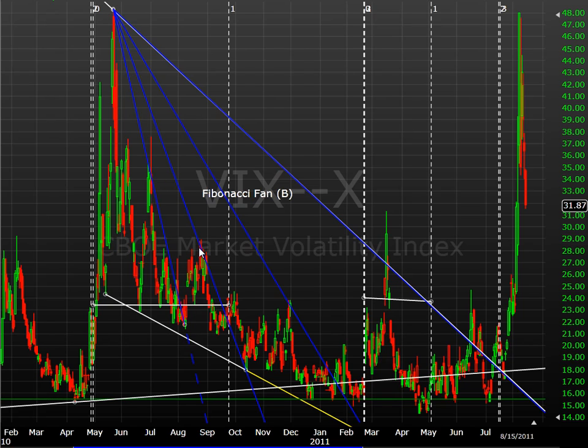Once we had a breakout of that, we tested the 38.2% retracement on the Fibonacci fan, had a false breakout attempt at that, came back down, had a successful breakout, back tested it, moved sideways, had an attempted breakout of the 61.8% on the Fibonacci fan, came back down, moved sideways, and then we had another breakout similar to what we had right here.